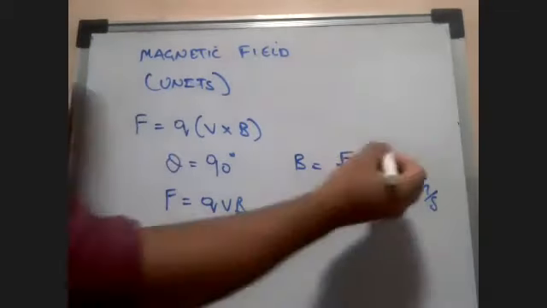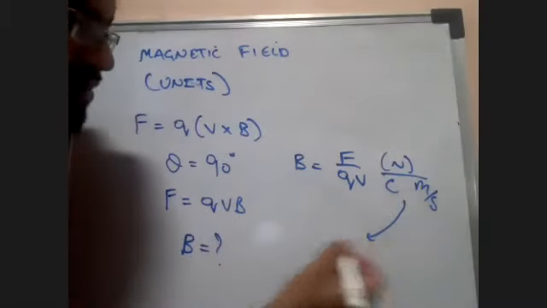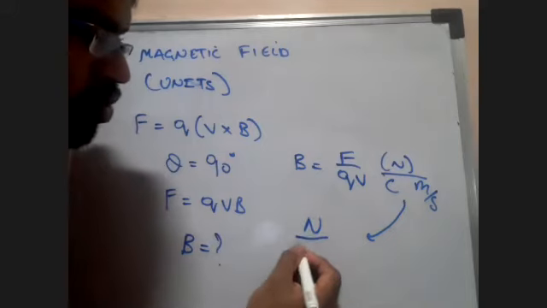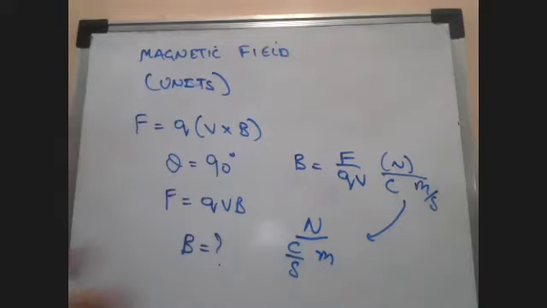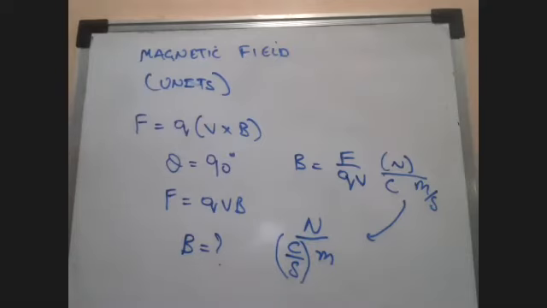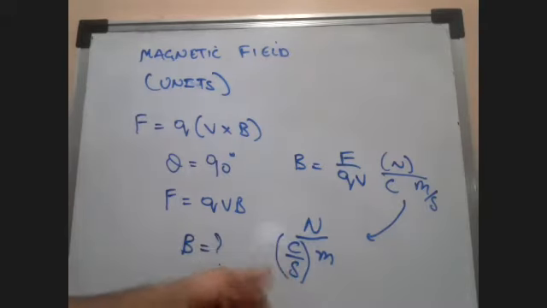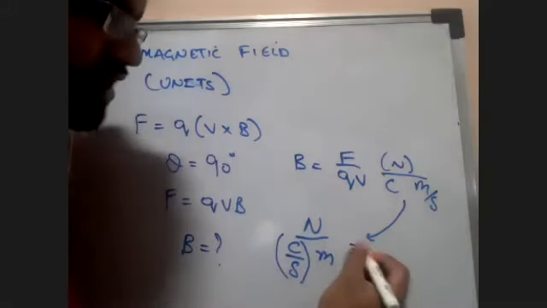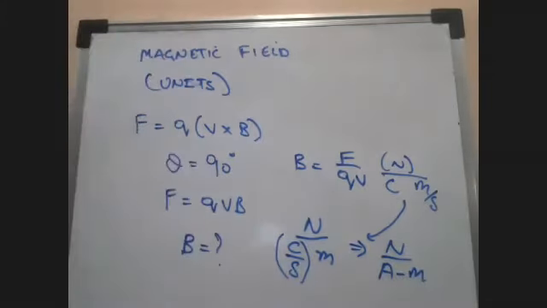So if we have Newton upon Coulomb meter per second, I can rearrange this as Newton upon Coulomb per second into meter. What is Coulomb upon second? Can anyone tell me? Coulomb upon second is current. So what is the unit of Coulomb per second? It is ampere. So instead of this, I will say it is Newton upon ampere meter.